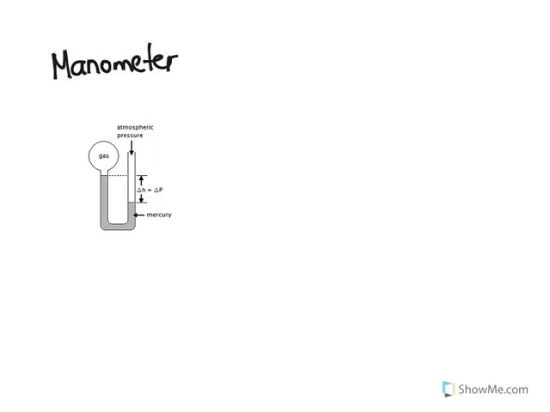Another very useful device in order to measure pressure is called a manometer. Instead of trying to measure the atmospheric pressure, we're trying to measure the pressure exerted by one gas. But there is going to be a difference on pressure. This is called the manometric pressure or the gauge pressure.